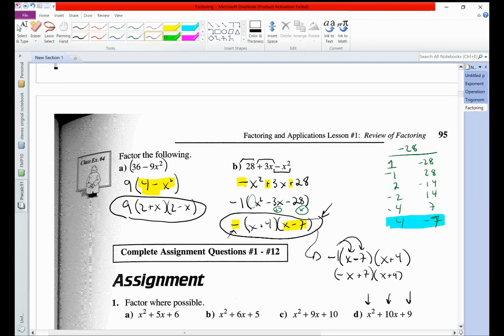And then you can actually just rearrange the terms in this. So negative x plus 7 is the same as 7 minus x. So it just ends up flipping the order. And you can see that this is the same as that, but it looks nicer: 7 minus x multiplied by x plus 4.